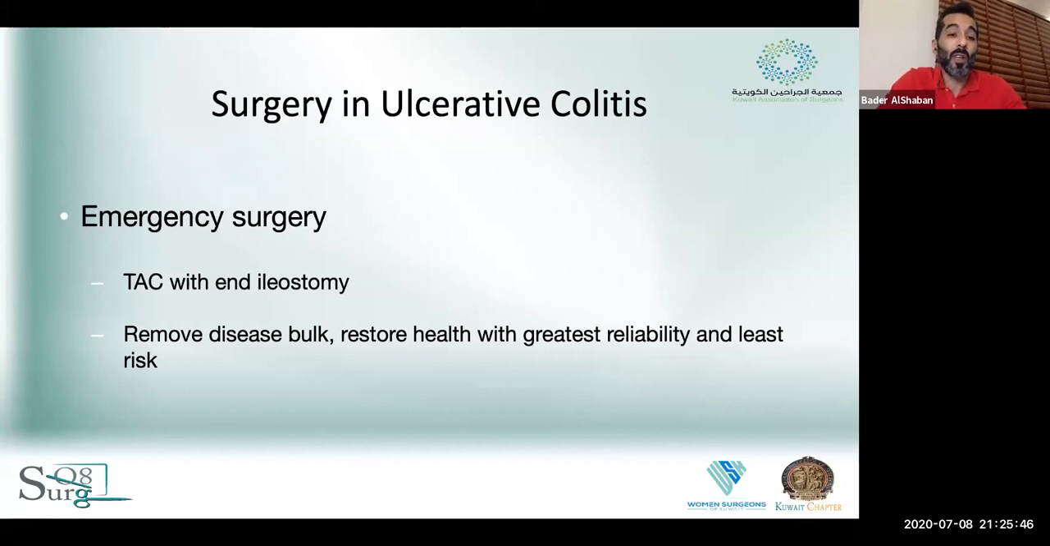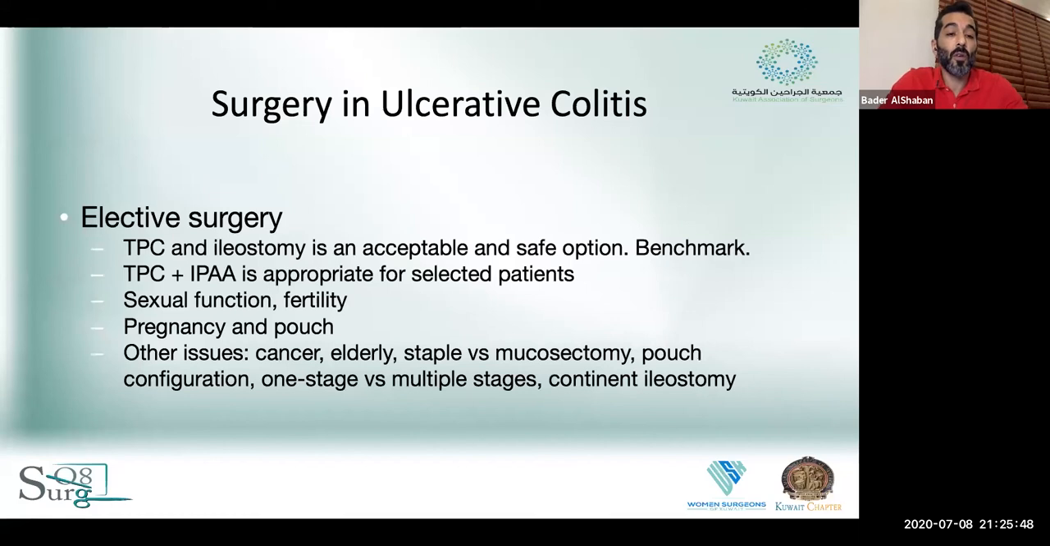However, when it comes to elective surgery, a total proctocolectomy and an ileostomy is an acceptable solution, and it is considered to be the safest solution, and it is the benchmark against which everything else gets compared. A total proctocolectomy and a J pouch, or ileal pouch anal anastomosis, is also appropriate for selected patients, and let me re-emphasize that it is appropriate for selected patients.